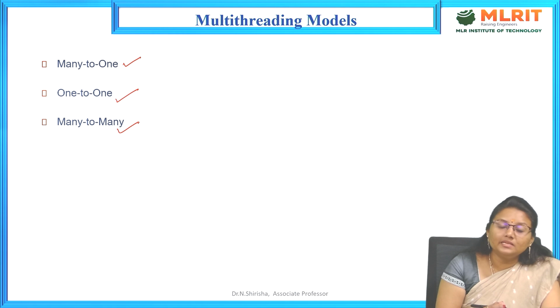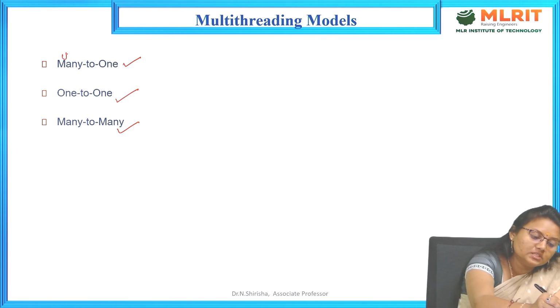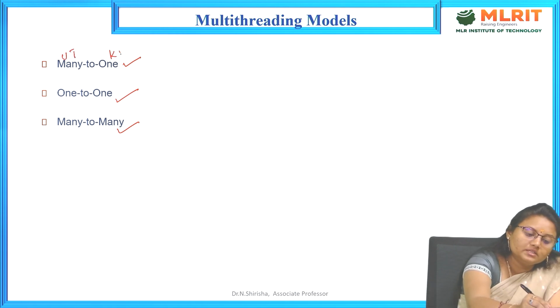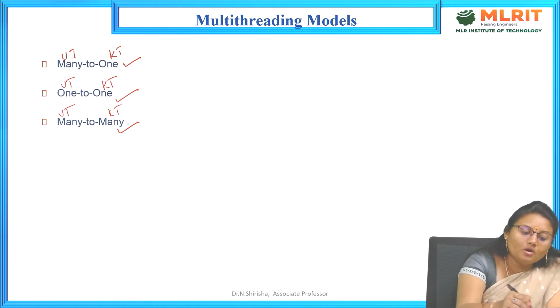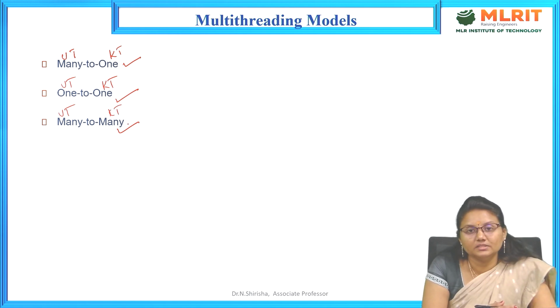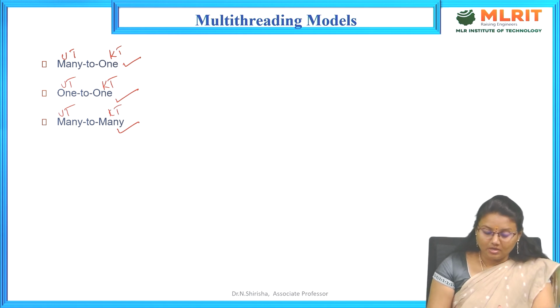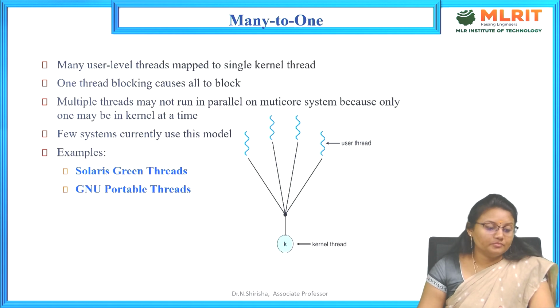What is this many to one? There will be many user threads and one kernel thread. Then there will be one to one, so there will be one user thread and one kernel thread. And there will be many user threads and many kernel threads. All these are possible when we are discussing multi-threaded programming. So these are the few models we have.